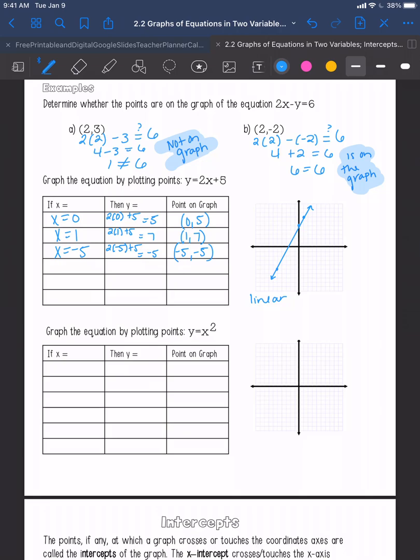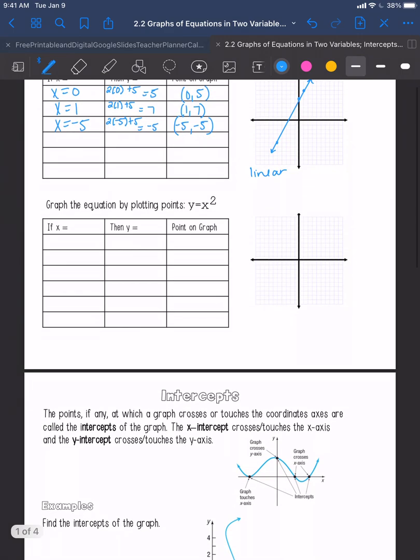Next, graph the equation by plotting points y equals x squared. This is the parent function of a parabola or a quadratic function. So with this, it's not just a straight line. So it's always helpful just to test 0. Symmetry is going to come into play and be very helpful here later on in this lesson, but this is the most basic parent function of the quadratic. So let's try when x equals 0. Then y equals 0 squared, which is 0, so the point (0, 0) is on the graph. Now, that's going to be our turning point, and we'll see that here.